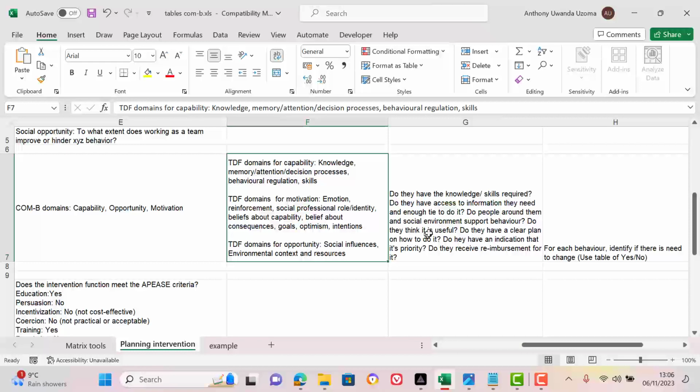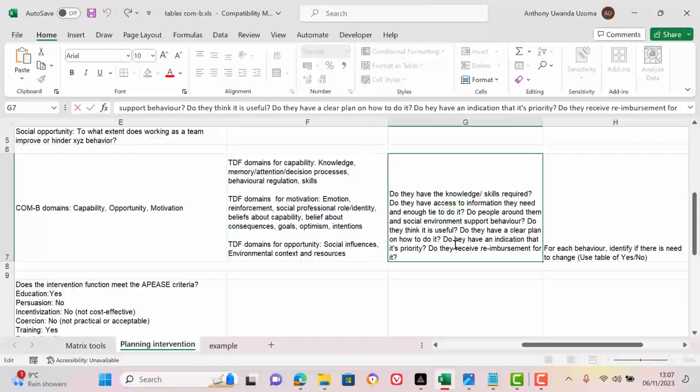Do they think it is useful? How do they see it? That will likely map to reflective motivation, which means beliefs about capabilities. So that maps to the TDF domain for motivation. Do they have a clear plan on how to do it? That is about goals, so that maps to motivation again.